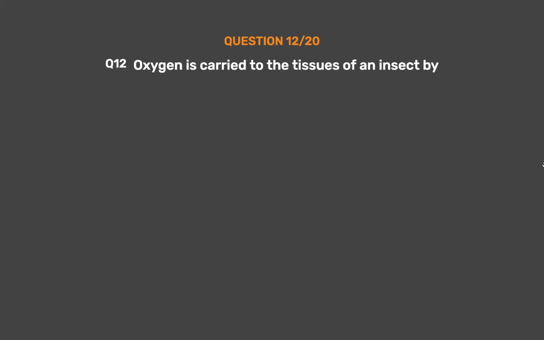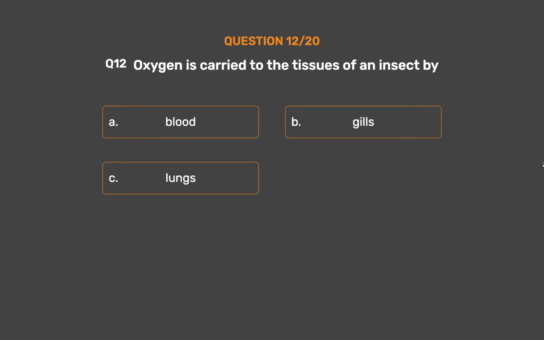Question number 12. Oxygen is carried to the tissues of an insect by option A. Blood. Option B. Gills. Option C. Lungs. Option D. Trachea.